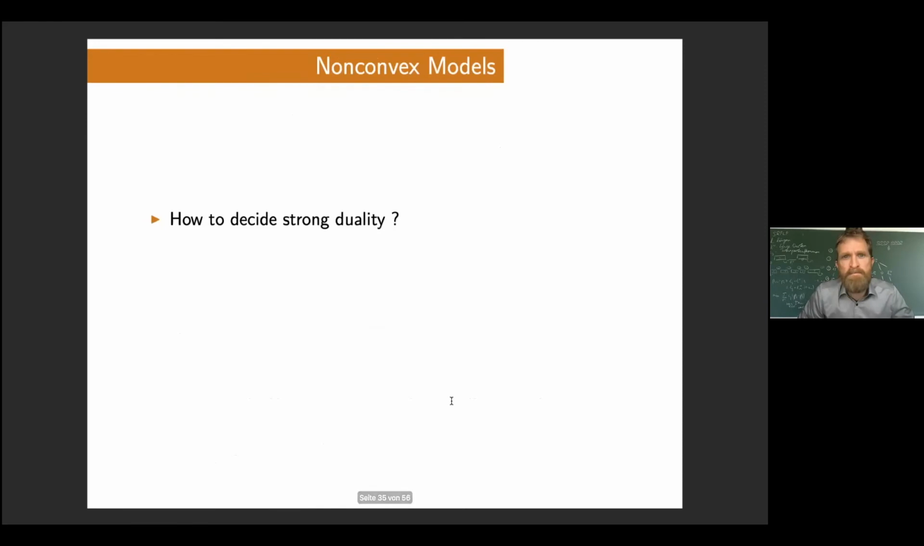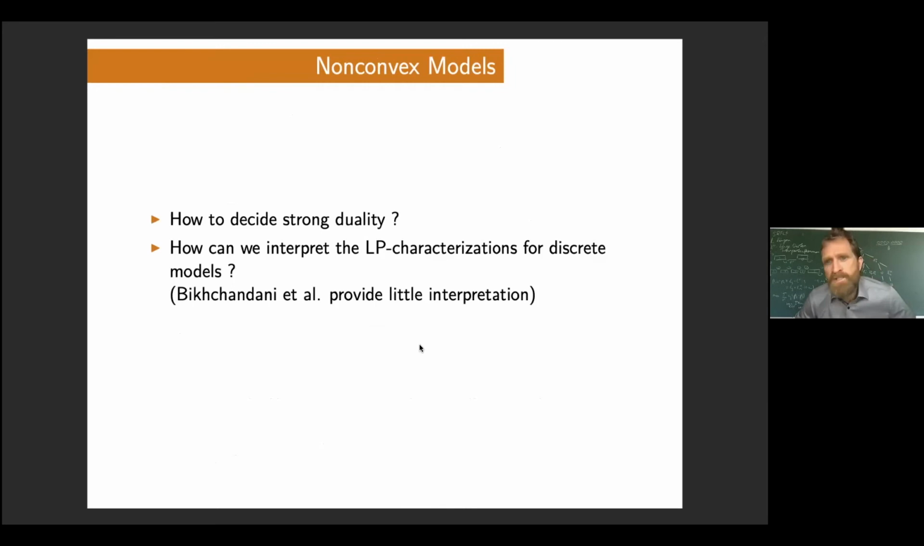So in the remaining time, I would like to talk more about non-convex models. I think this is much more interesting. So suppose we have a generic model here. How can we actually decide for strong duality? Our meta theorem said we need strong duality. This was a necessary condition, in fact. How can we decide that? And how can we actually interpret this LP kind of stuff for the discrete settings? I think this is not entirely clear at the moment.